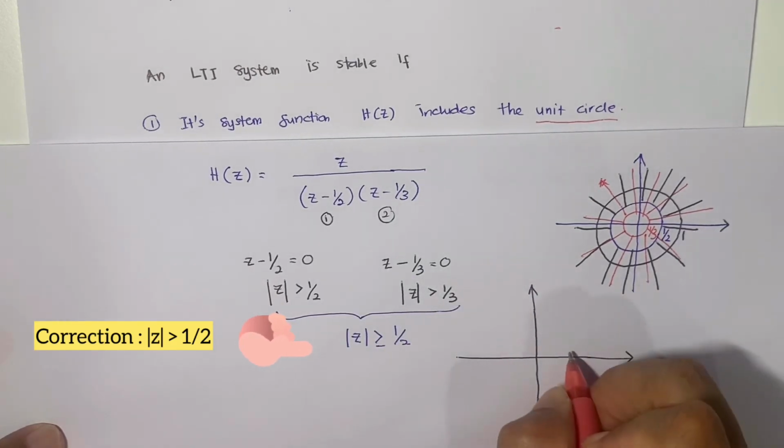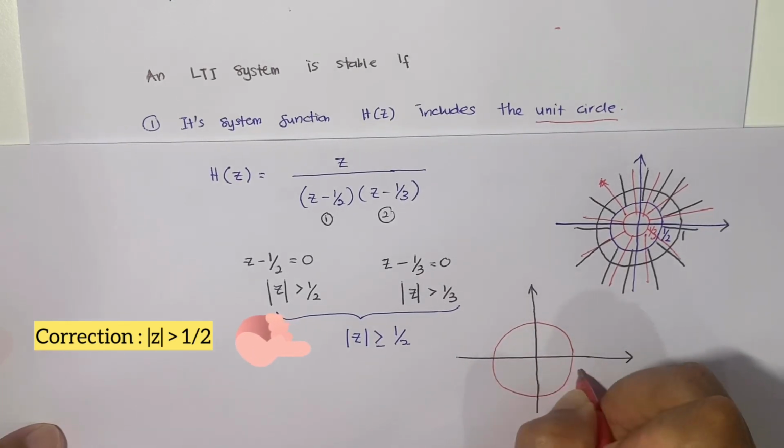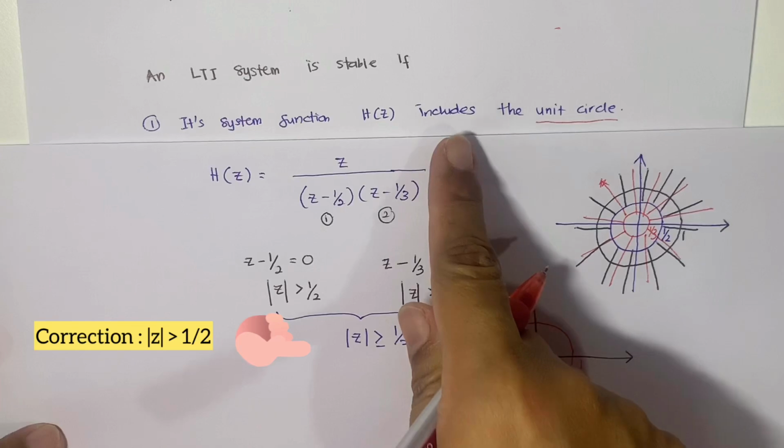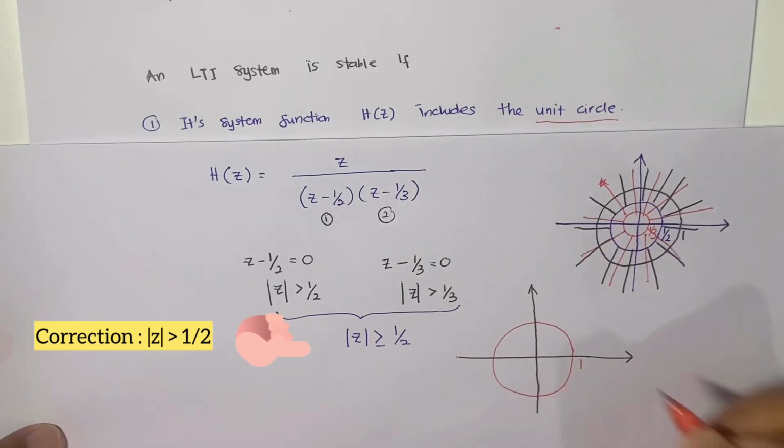We need to draw the unit circle as a reference, to see whether the ROC includes the unit circle or not.